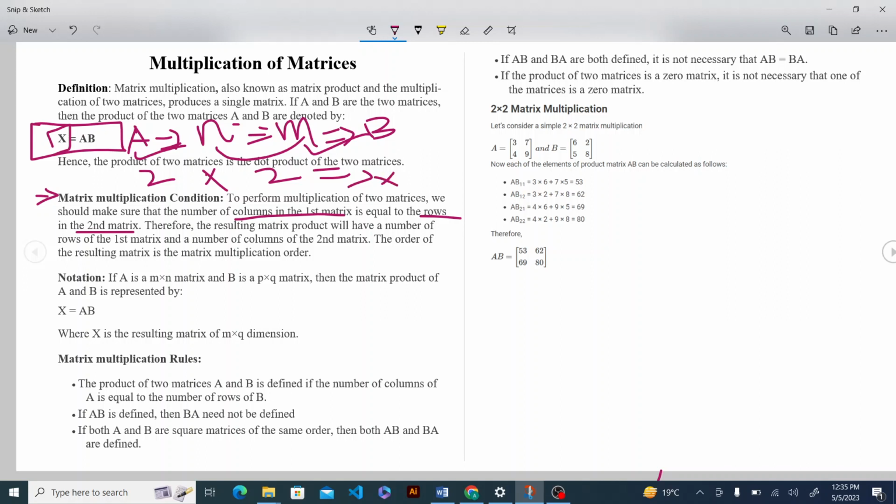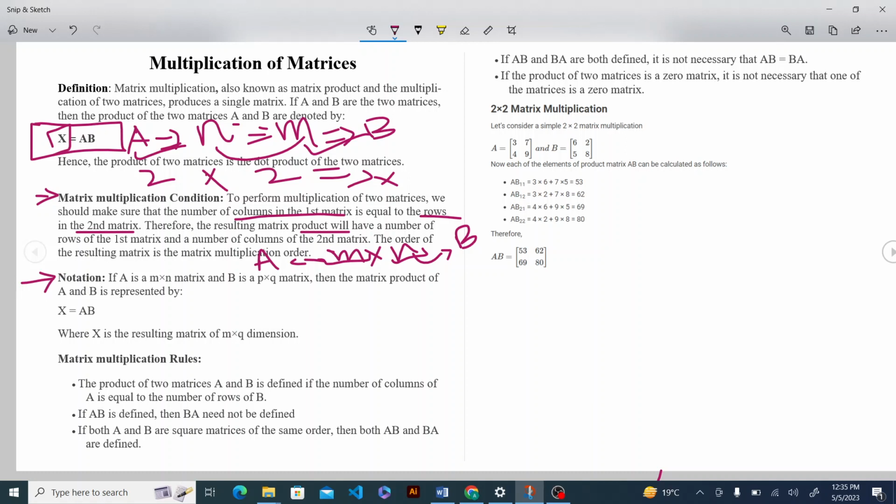And the next thing is that when they are multiplied, what will the product order be? M into N, where M, the number of rows, will be equal to the number of rows of the first matrix A, and N, the number of columns, will be equal to that of the second matrix B. It will be more clear when we see the examples.